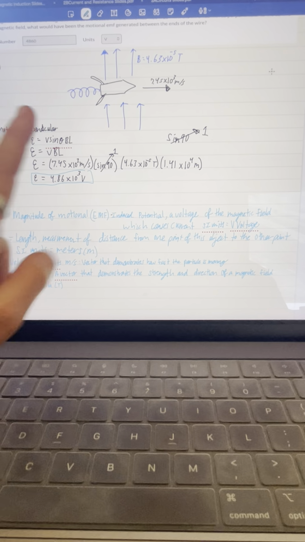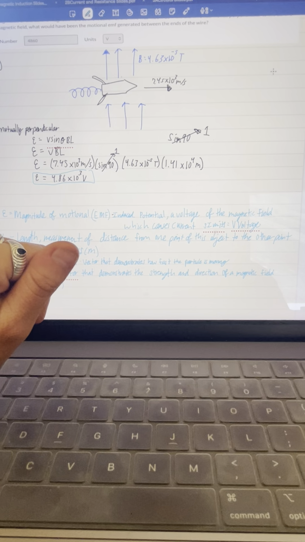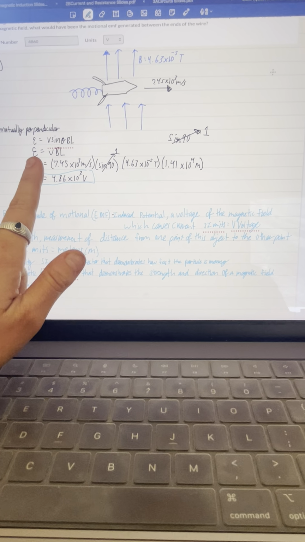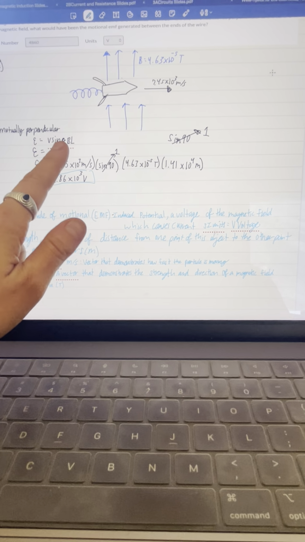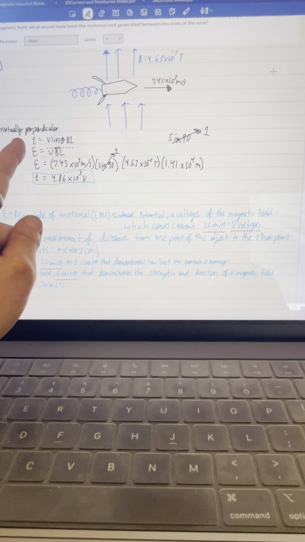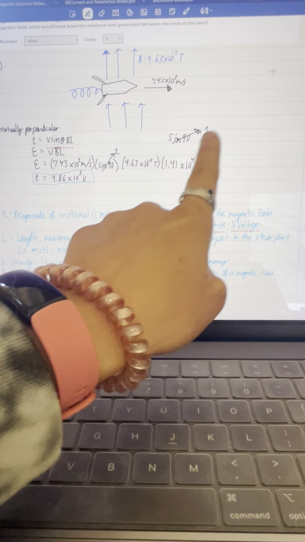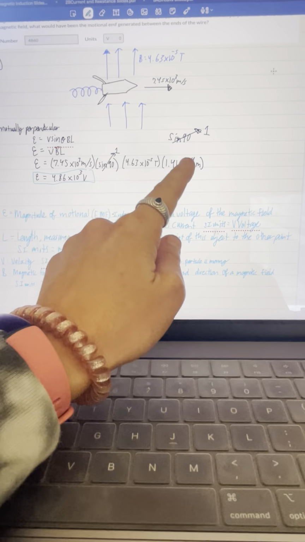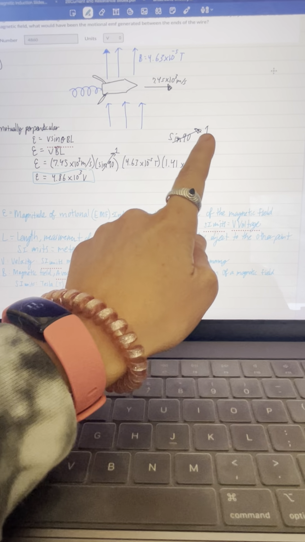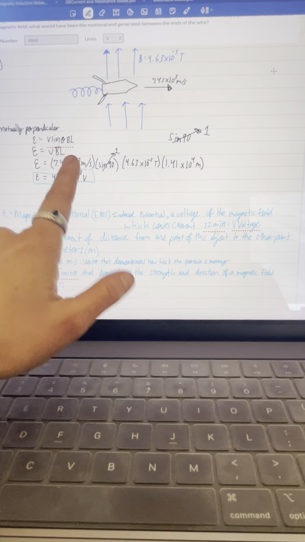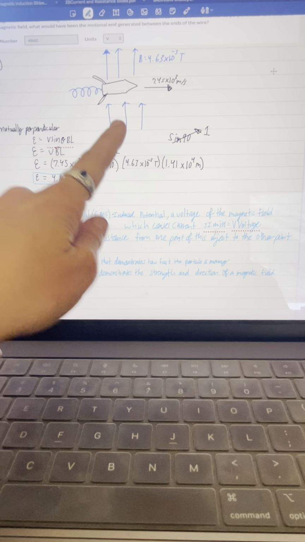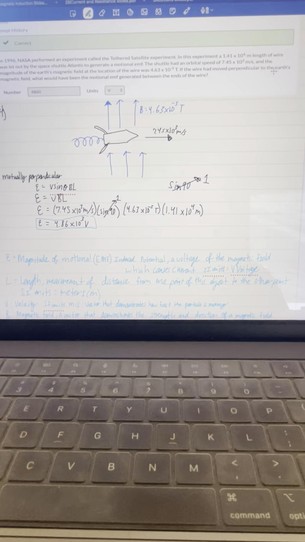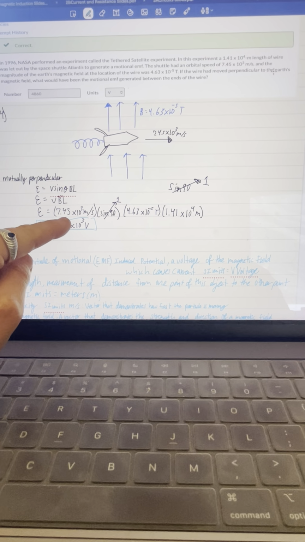So I used this equation that was given in the book, and the equation given in the book is E equals vBL, but it states that it just ignores sine theta since we're mutually perpendicular. Sine theta would be sine 90 degrees, which cancels out to 1, so they don't include that, but I wanted to include it just to show that it makes sense.